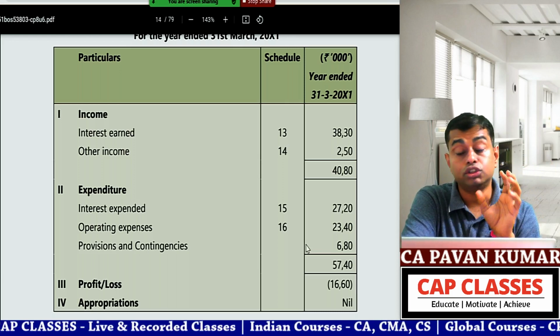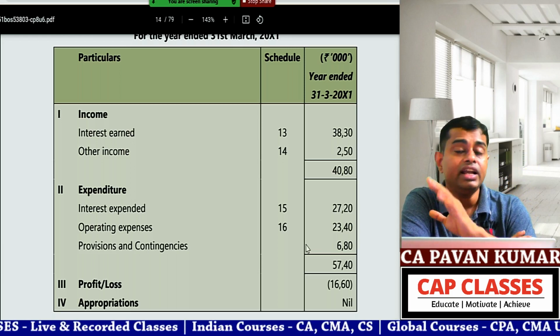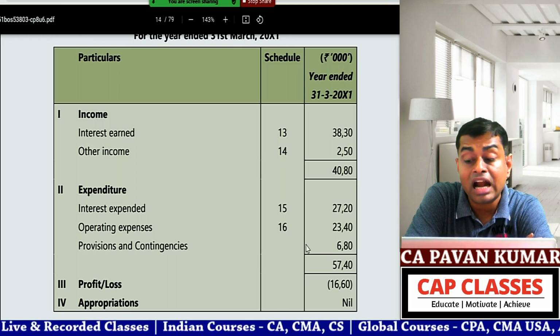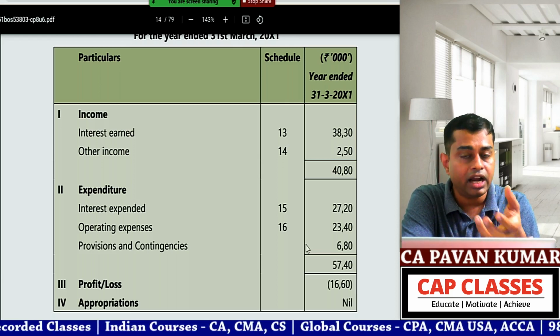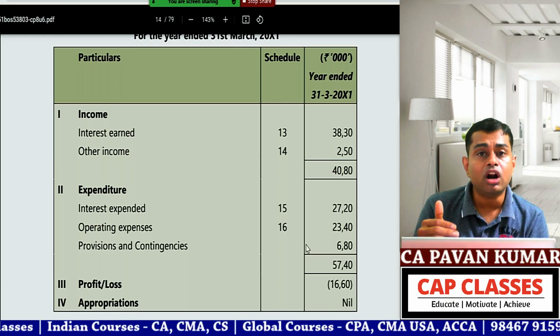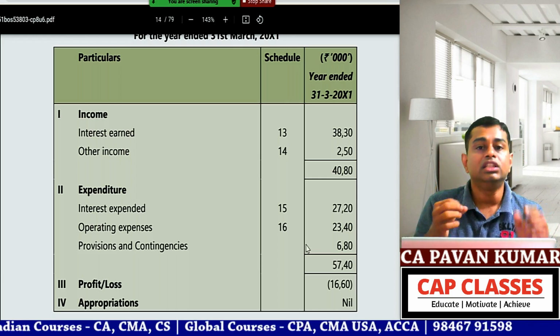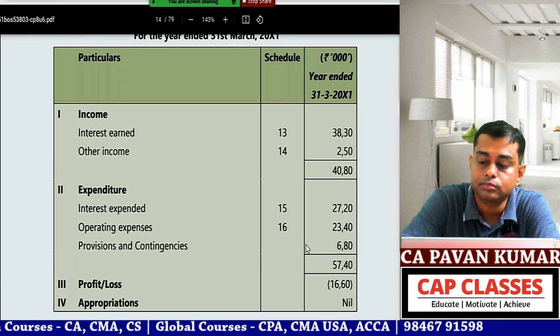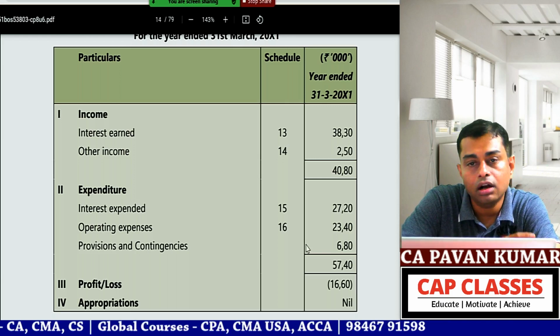So held till maturity at cost. Held for trading and held for sale, mark to market. You calculate the market value given and, proportionately, whatever the book value cost given, and calculate the decrease, that is called depreciation in the value of investment. That should be shown in the provisions. With that, this problem is over.